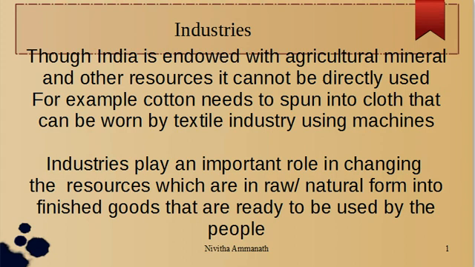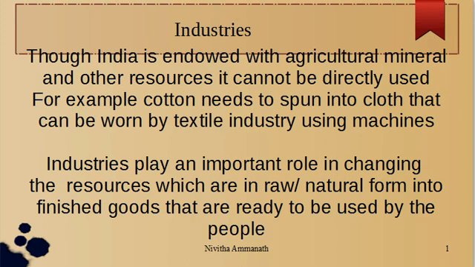We have plenty of potable water, we have rivers around, we have plains, we have everything. But it cannot be directly used. For example, the cotton that is grown needs to be spun into cloth that can be worn by the people. And this has to be done by the textile industry using the machines. So the industry is a mechanism where machines are used and the people convert the raw materials into finished goods. Industries play an important role in changing the resources from the natural form to the usable form.